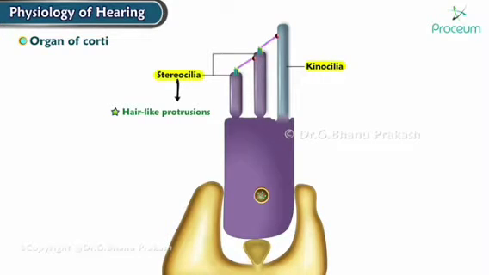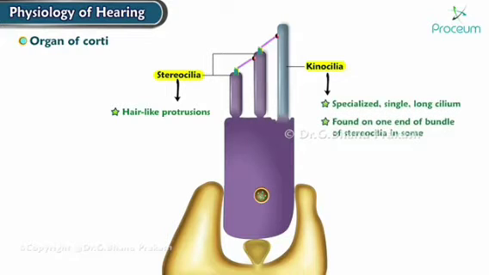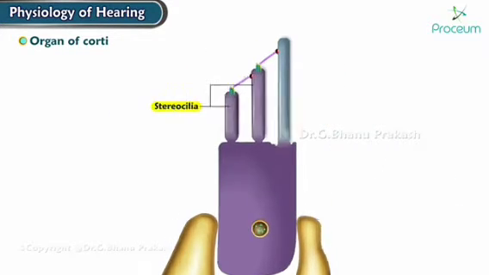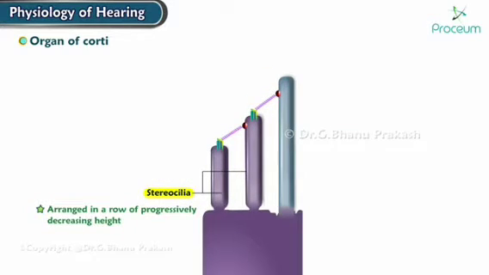Kinocilia, on the other hand, are specialized, single, long cilium found on one end of the bundle of stereocilia in some non-mammalian species. In mammals, kinocilia are only present during the early stages of development and are later lost as the hair cell matures. Stereocilia are arranged in a row of progressively decreasing height, with the tallest stereocilium located at one end of the bundle and the shortest at the other end. They are connected to each other by fine elastic structures called tip links.